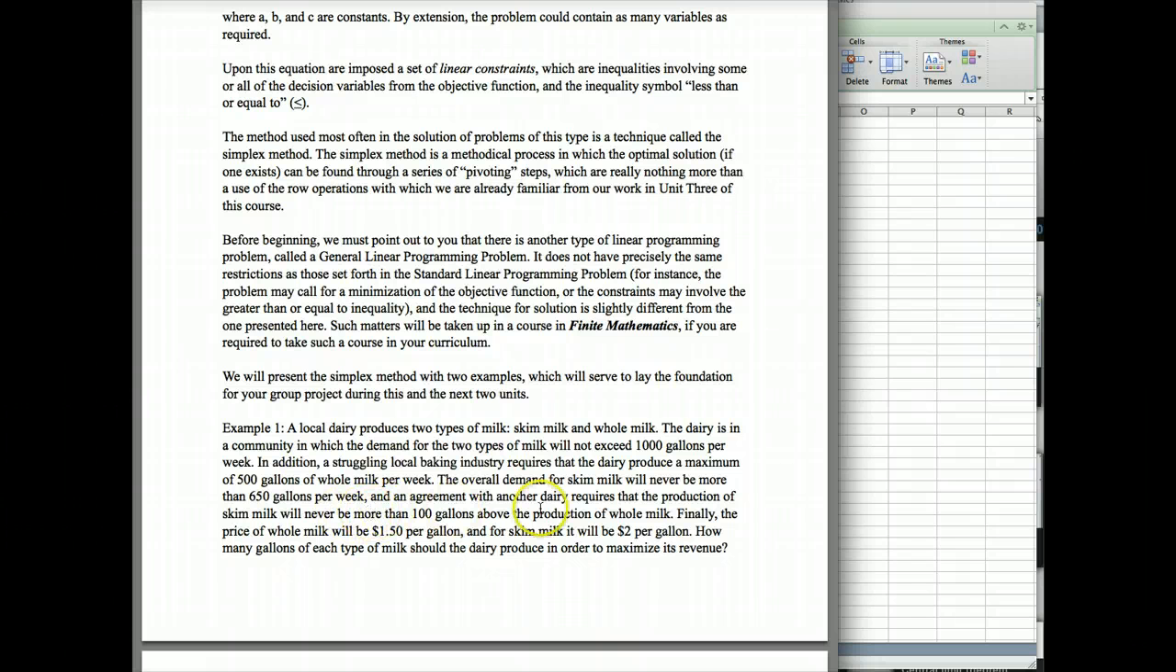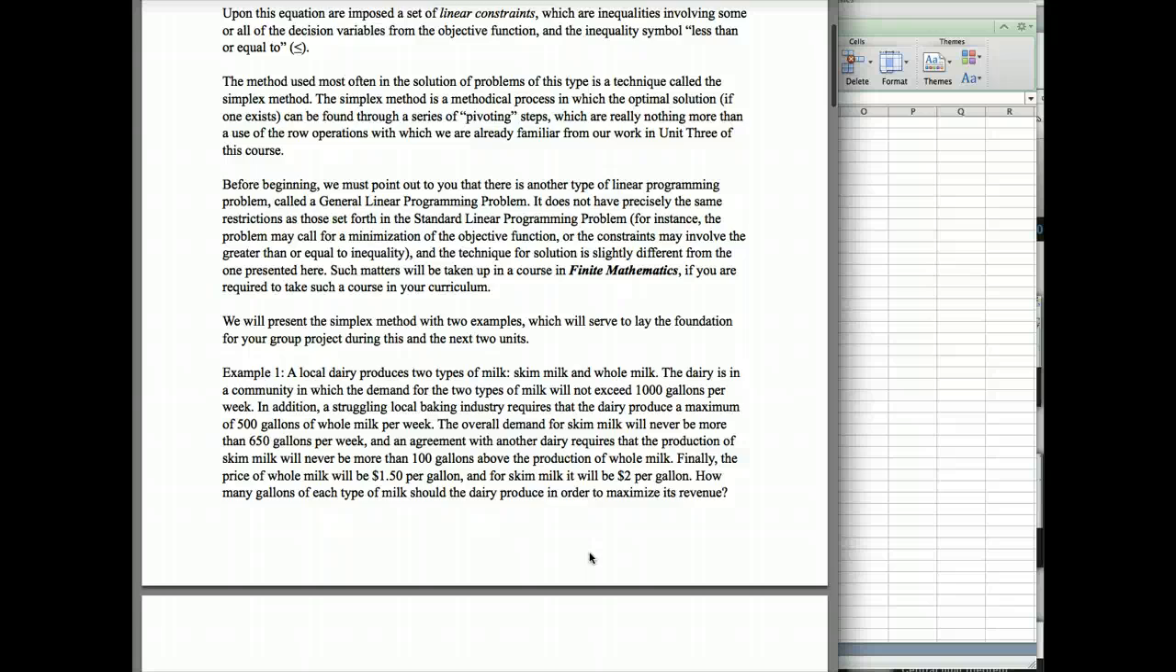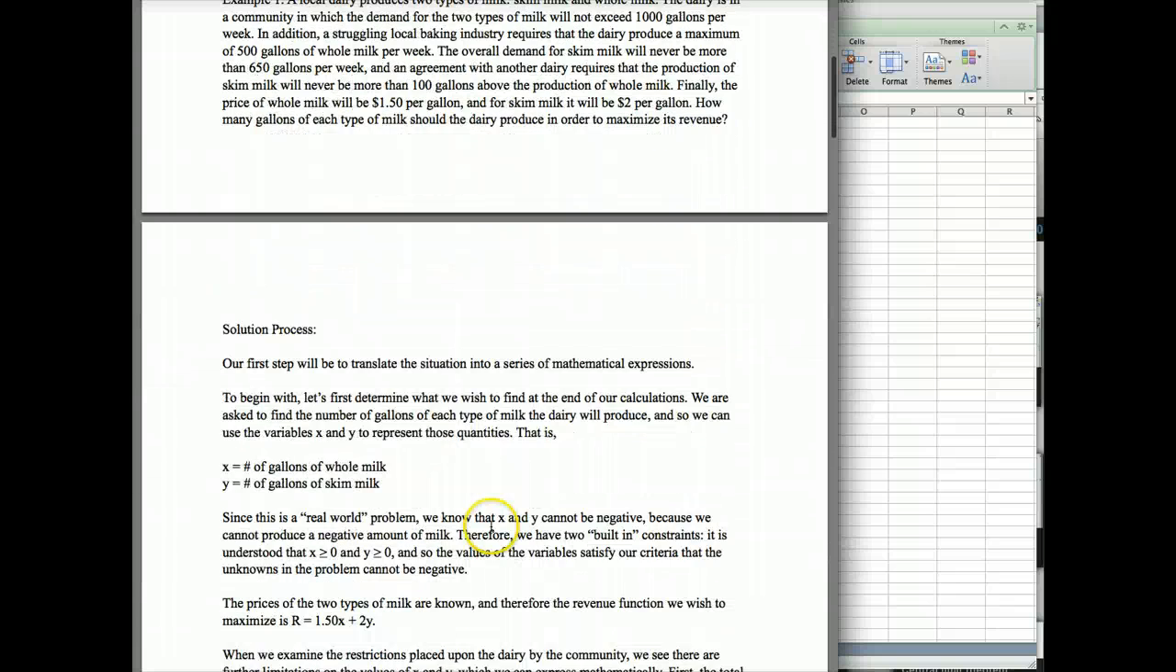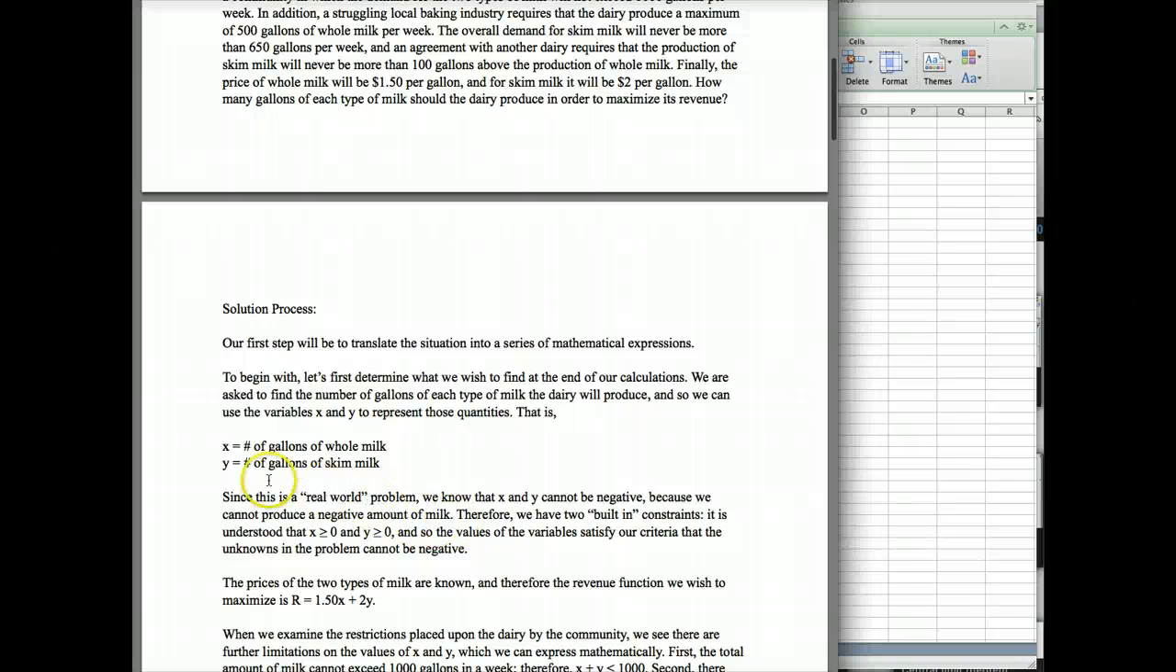In addition, production of skim milk will never be more than 100 gallons above the production of whole milk. The price of whole milk is $1.50 per gallon and skim milk $2 per gallon. How many gallons of each type of milk should the dairy produce to maximize its revenue? So we have a couple of conditions here. The thing we want to do is define our decision variables: X the number of whole milk and Y the number of skim milk.